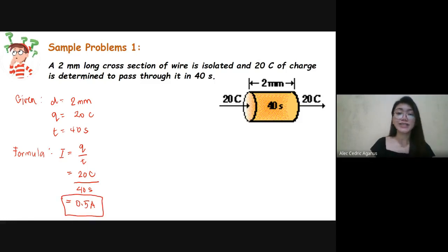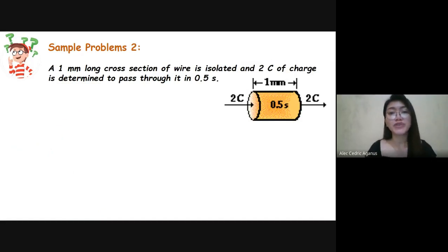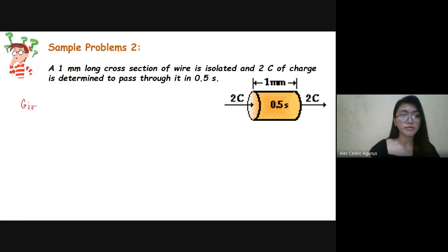Next example. A 1 millimeter long cross section of wire is isolated and 2 coulombs of charge is determined to pass through it in 0.5 seconds. Just like in the first example, always write the given. So we have 1 millimeter as your distance, your Q is 2 coulombs, and the time given is 0.5 seconds.